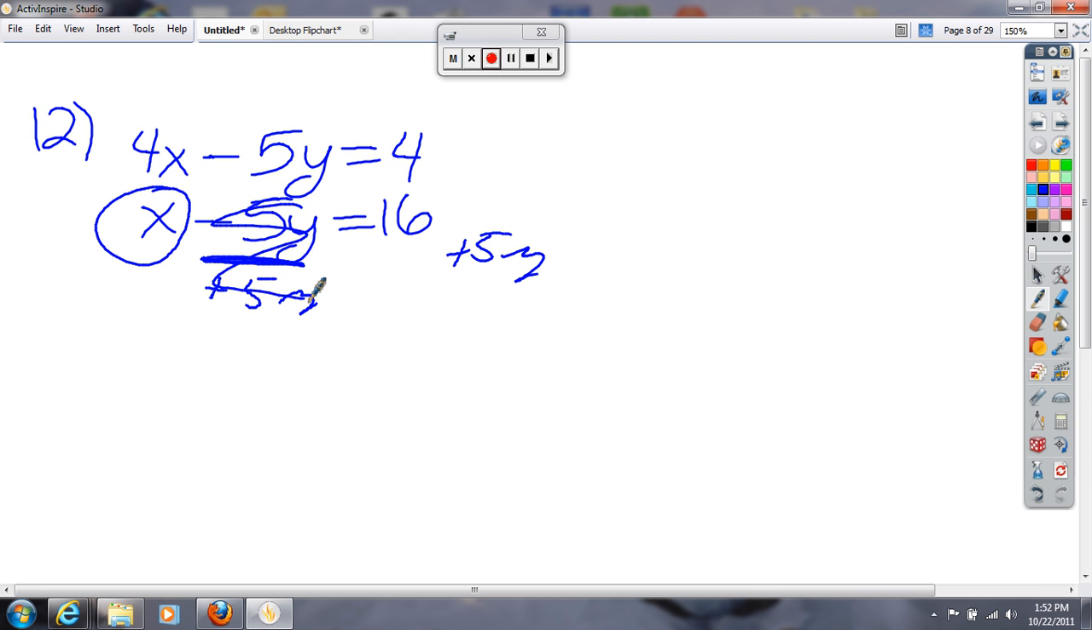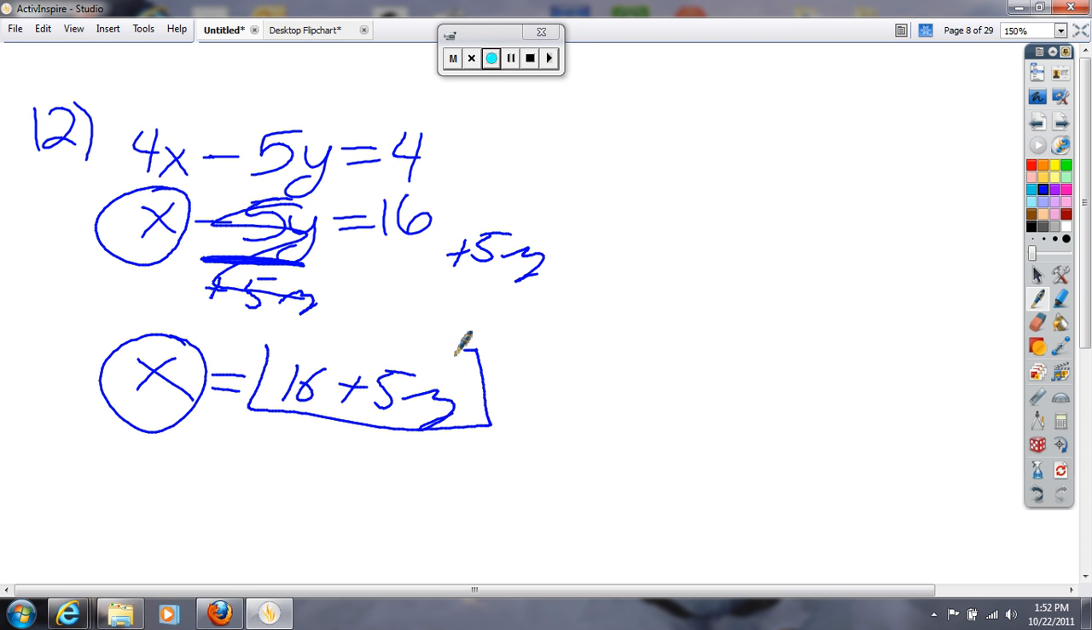The 5y's cancel, and it leaves me x on the left side is equal to 16 plus 5y. The x is by itself, and it is equal to 16 minus 5y. And that 16 minus 5y is going to go in place of what letter? It's going to go in place of the x, because the x is the letter by itself. So this is going in place of the x, because that's what it's equal to.